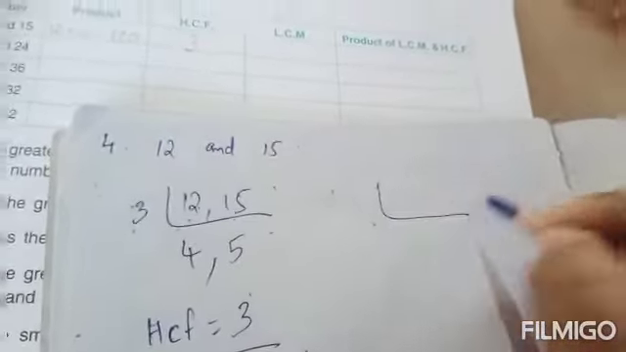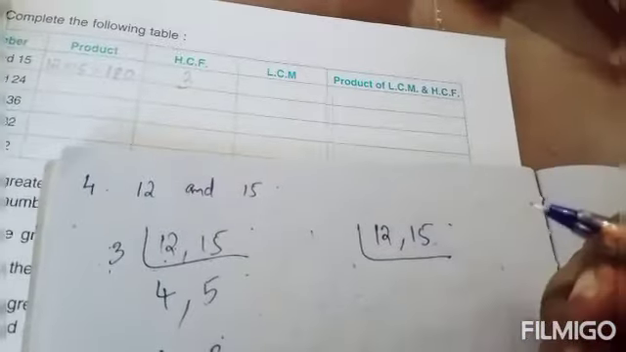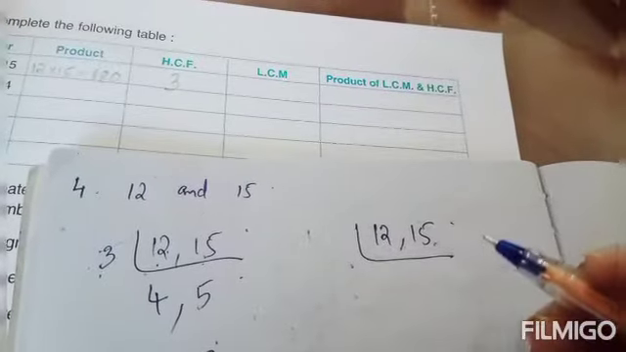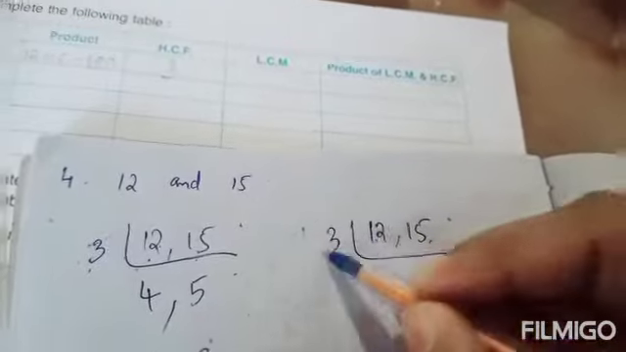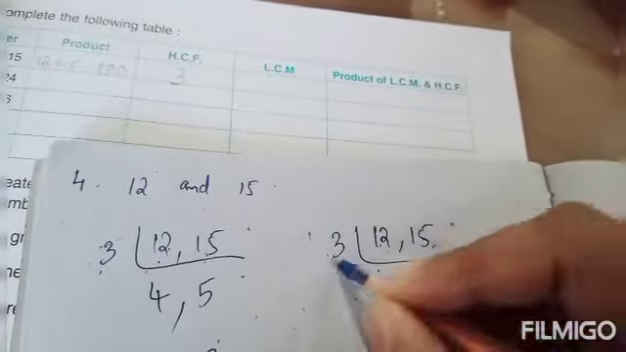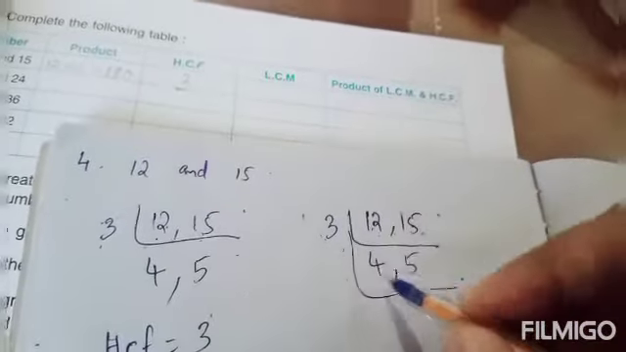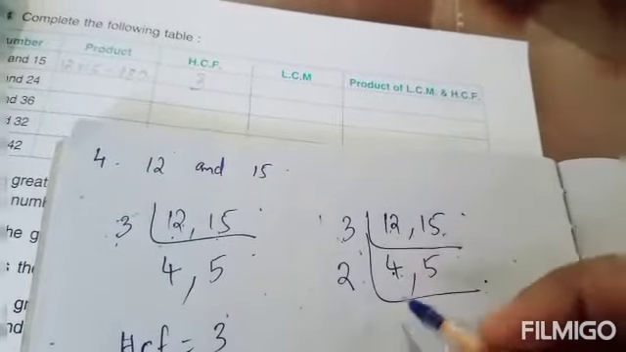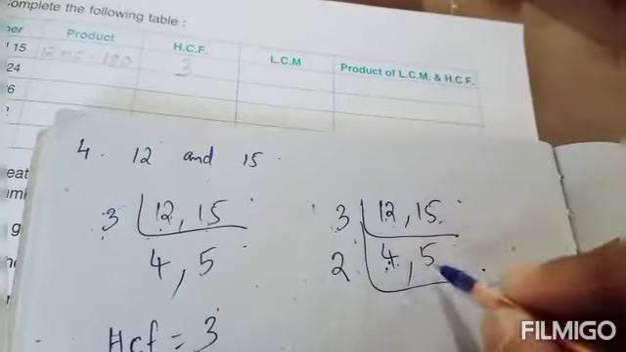Next, LCM. For LCM also you can use the prime factorization method. So 12, 15. Now 12 and 15 are divisible by 3, so you can divide by 3. 12 divided by 3 is 4 and 15 divided by 3 is 5. Now, you can't find a number with which you can divide both 4 and 5.